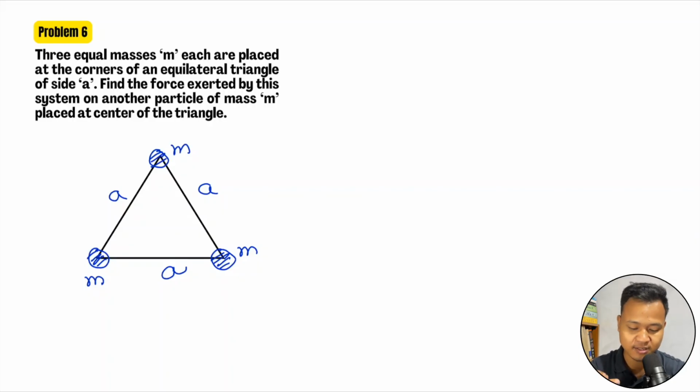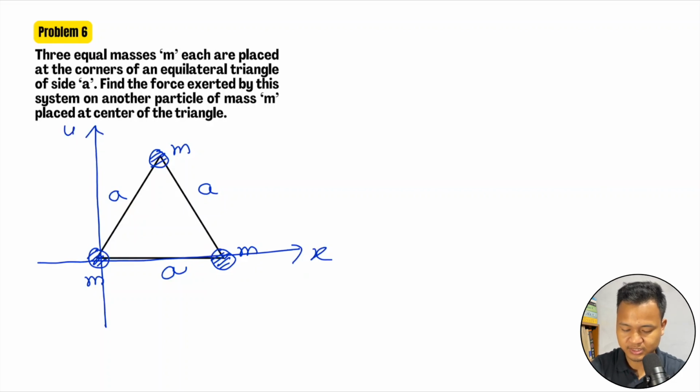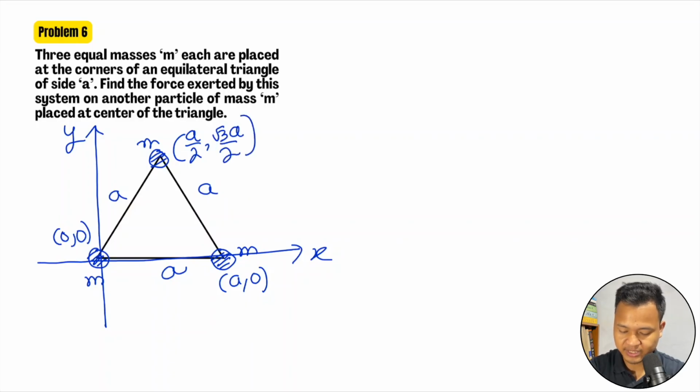So let's take the xy axes and find the positions. I will put it in the xy plane. So this is x, this is y. The first mass is at 0, 0, the second at a, 0, and the third at a by 2, root 3 a divided by 2. The mass M is placed at the center of the triangle.